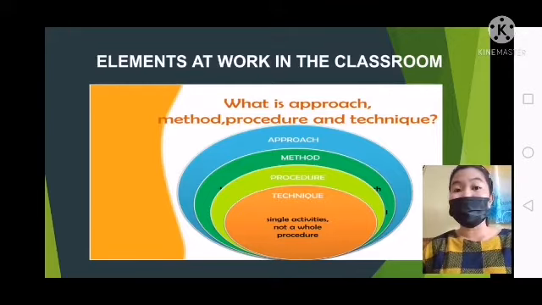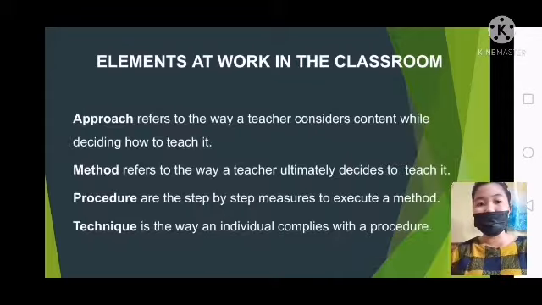Elements at work in the classroom. What are approach, method, procedure, and technique? Approach refers to the way a teacher considers content while deciding how to teach it. Method refers to the way a teacher ultimately decides to teach it. The next one is the procedure, or the step-by-step measures to execute a method. The last one is the technique, the way an individual complies with a procedure. So those are the elements at work in the classroom.